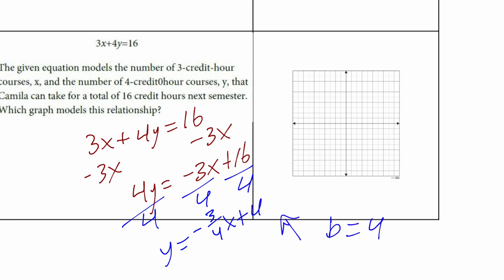My b value is 4. My m is negative 3/4. So I start by going up 4, put a dot, that's my intercept. From here I go down 3 and right 4, put a second dot. Connect them with a line, try to be a little straighter than that, good to go.